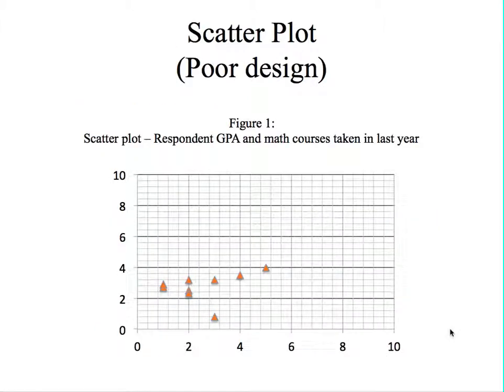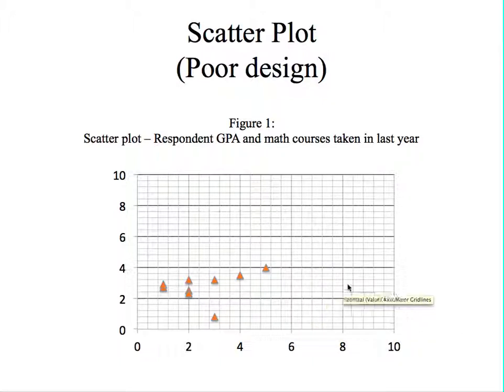So let's look at an example. This is a scatter plot looking at respondents' GPA and the math courses taken last year. This is hypothetical data. I just made this up. But let's look at this one. We see this distribution. You see a point there. There's a lot of color here. Those are triangles that have shades and different colors of border. You have all these grid lines, and most importantly, you have a lot of wasted space in the graph.